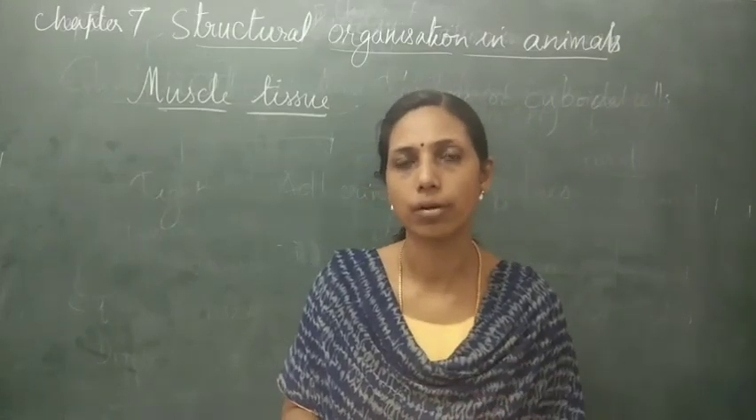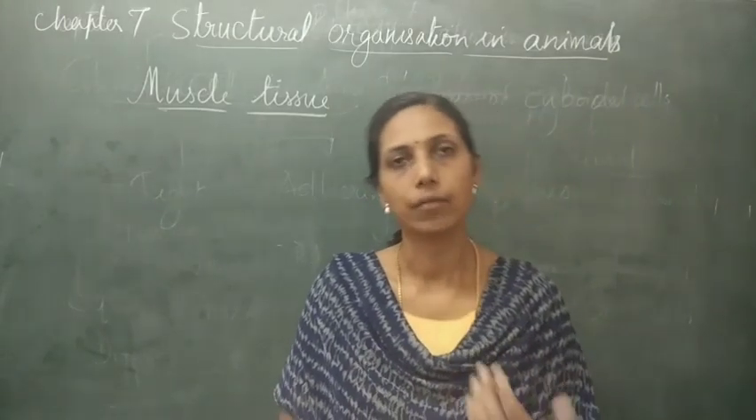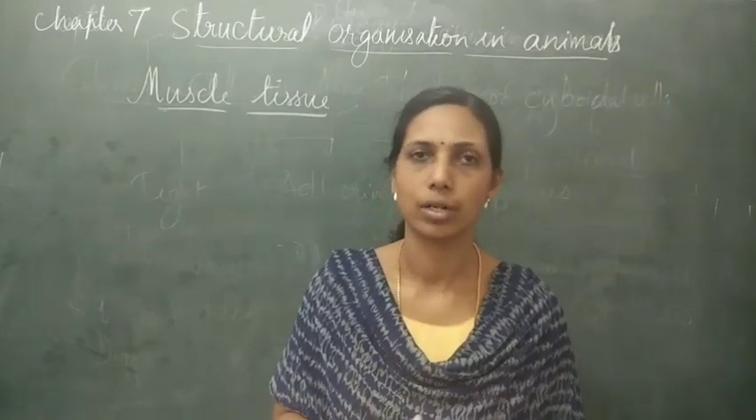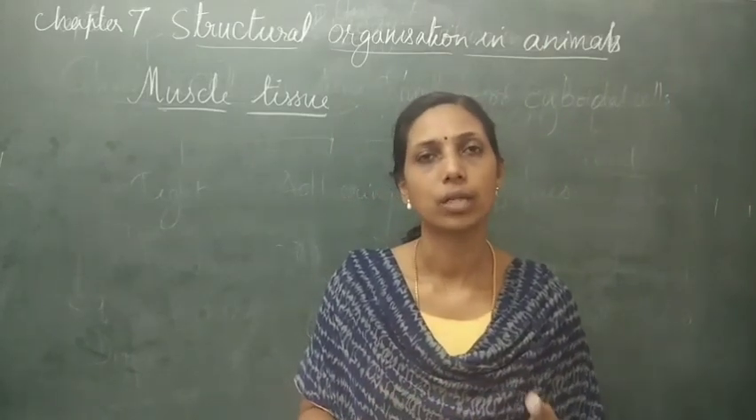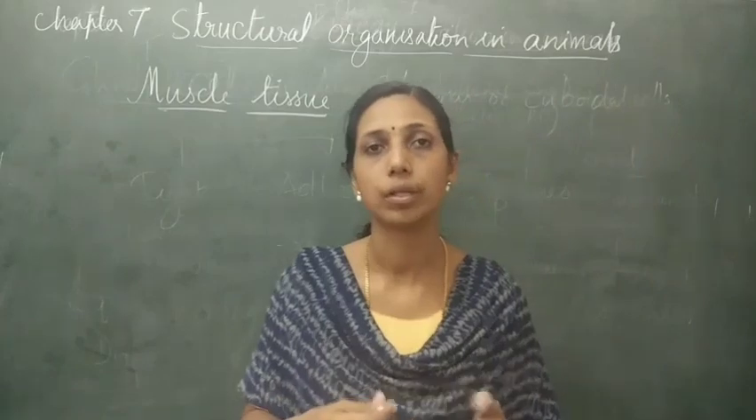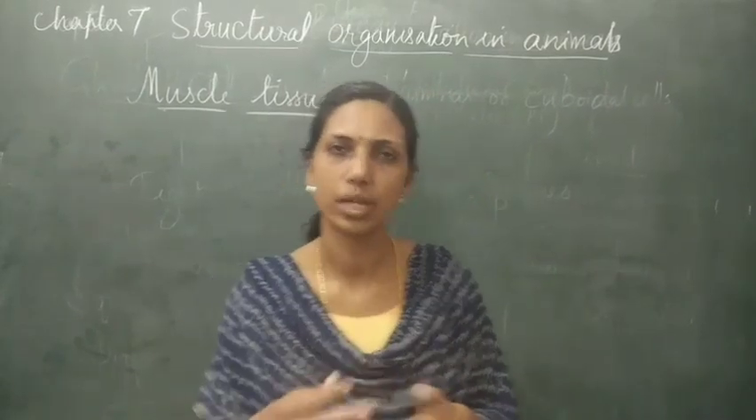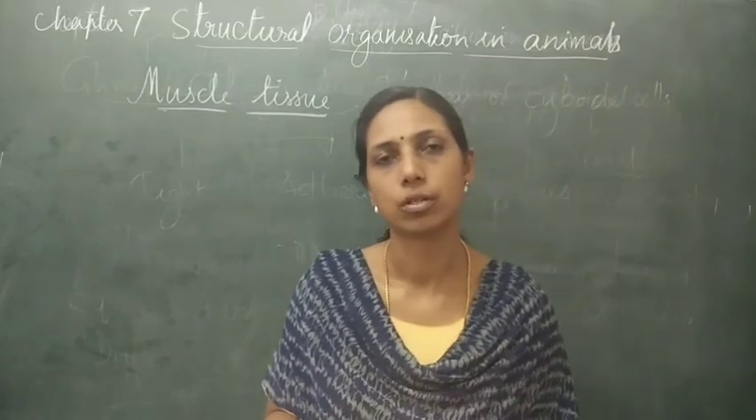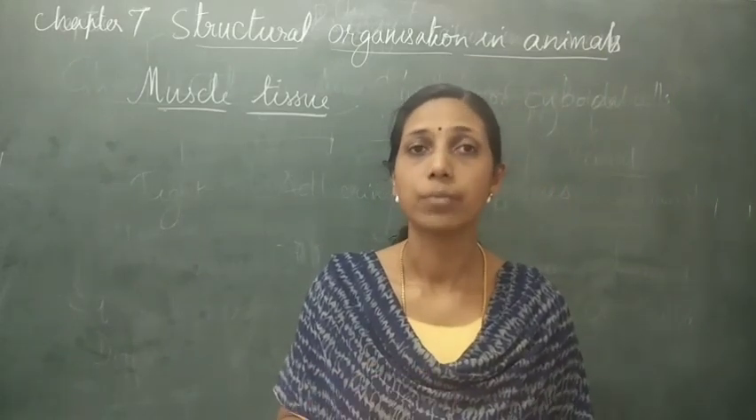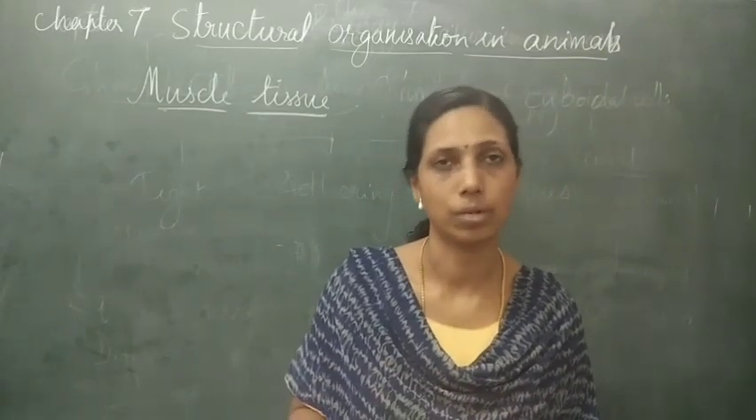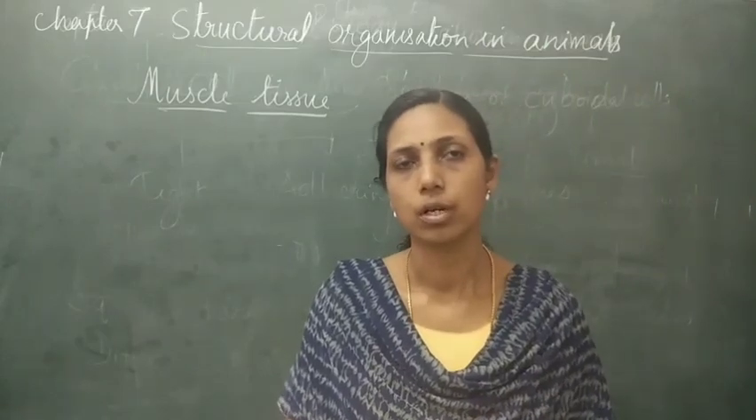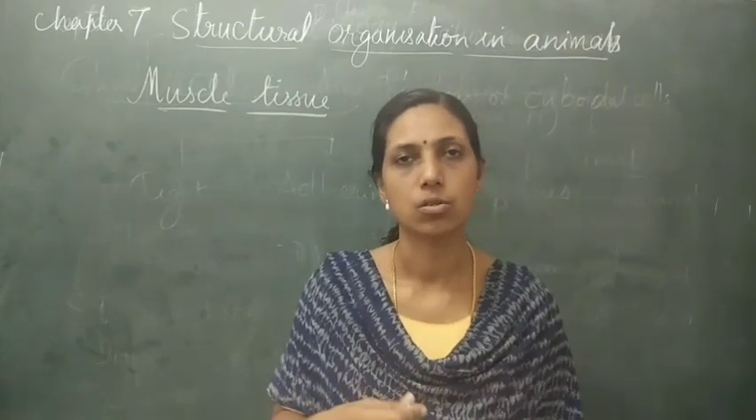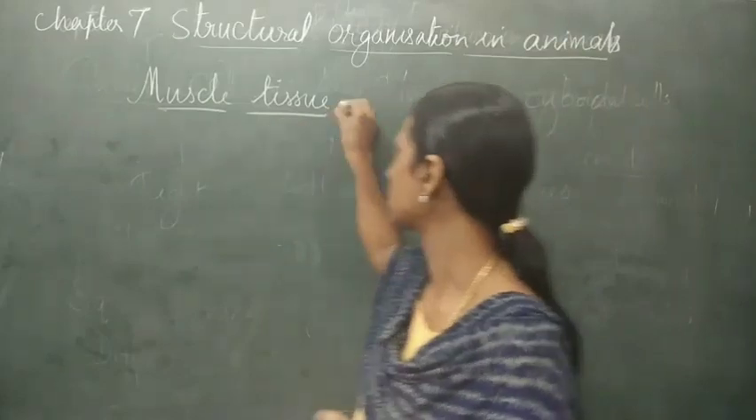When one muscle contracts, another one relaxes. When the other one contracts, the first one relaxes. In that way, muscles work in pairs, and they help in the movement of the bone to which they are attached. And these muscles are made up of fibrils called myofibrils. So muscles are made up of muscle cells which consist of myofibrils.